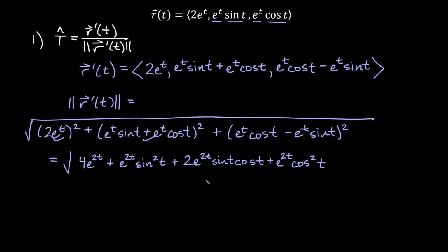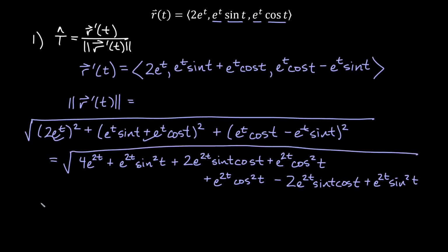If we distribute this last one here, e to the t cosine t times itself will give us e to the 2t cosine squared t. Since this is negative, we're actually going to get 2 times both of these, but it's going to be minus. So we'll get minus 2 e to the 2t sine t cosine t. And then here, negative times a negative will give us plus e to the 2t sine squared t. Okay, so all of this big mess here under a square root.